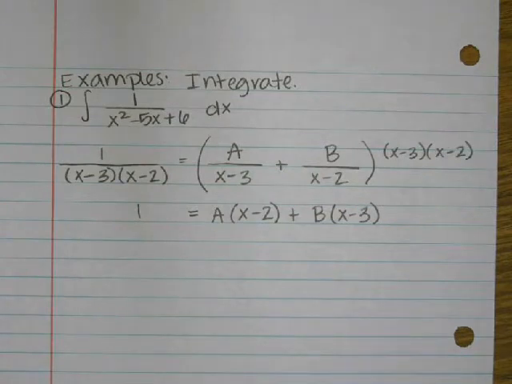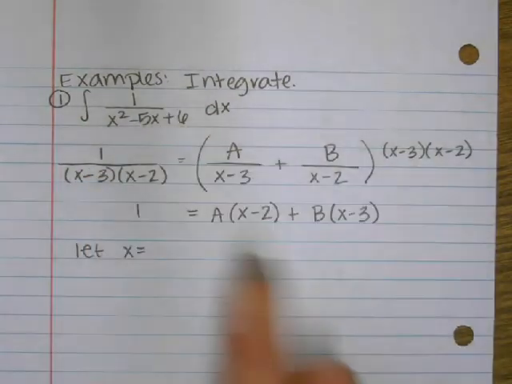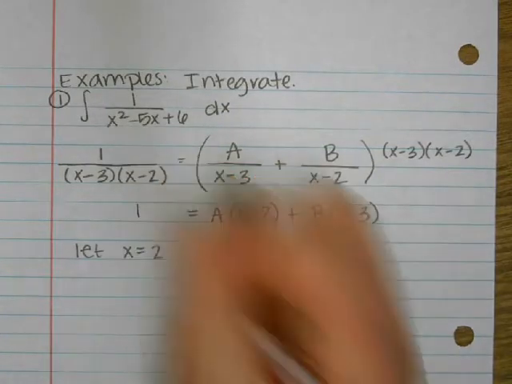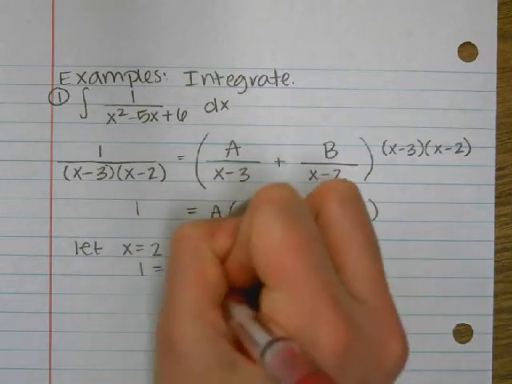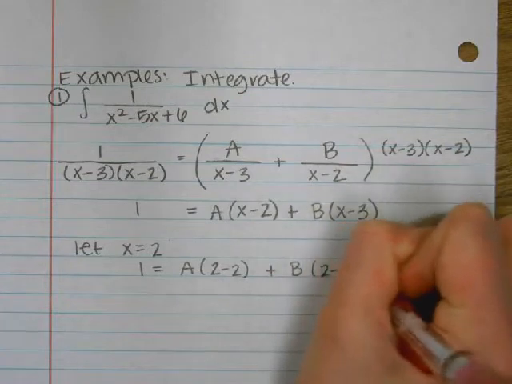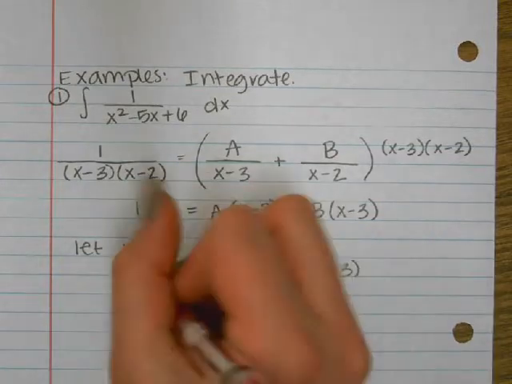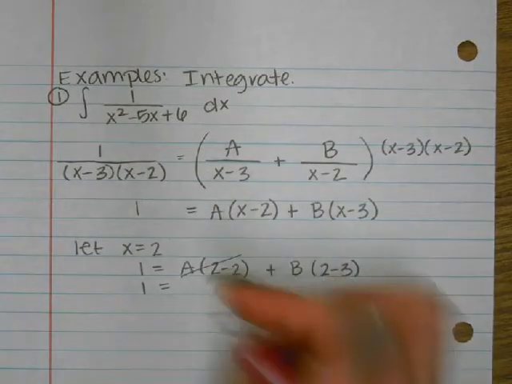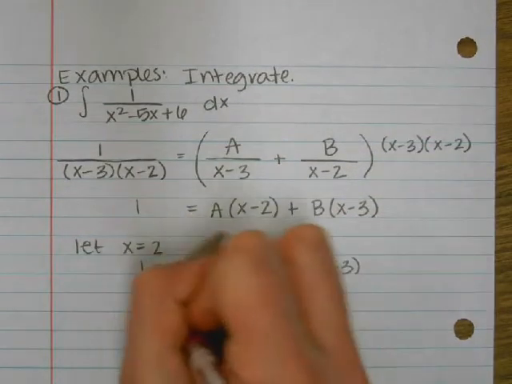All right. So next I have to think, how could I solve for a and how could I solve for b? And we're going to be kind of tricky about this. I'm going to say let x equal positive 2. If x equals positive 2, then I have 1 equals a times 2 minus 2 plus b times 2 minus 3. My a term is gone because that's 0. So I get 1 equals b times negative 1. And so b is negative 1.